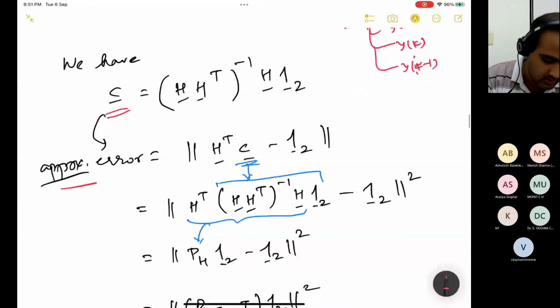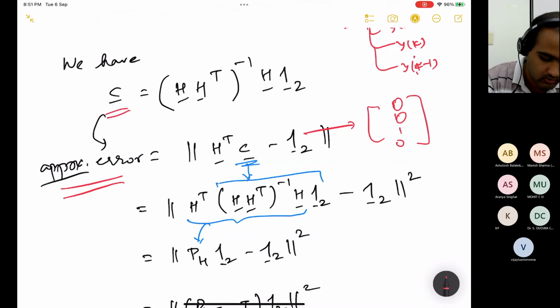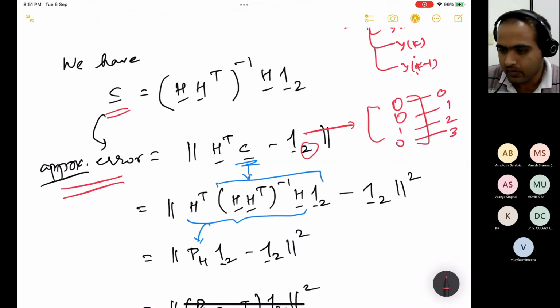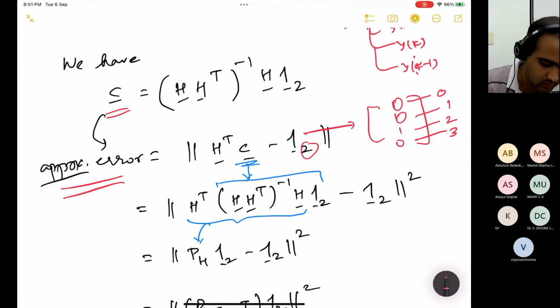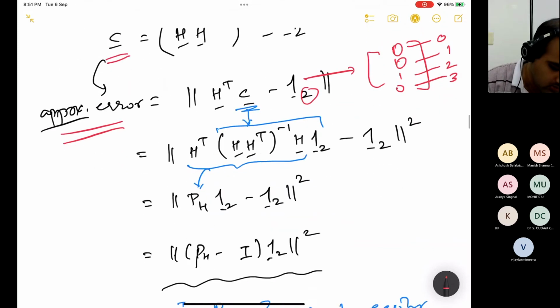And what is my approximation error? My approximation error is S transpose C minus 1, 2. So 1, 2 is, sorry, 0, 0, 1, 0. So why is it called 2? Because this position is 0, this is 1, this is 2, and this is 3. This is purely a subjective notation. The current course instructor has this kind of notation, so I'm also following it. But if you see some other book, possibly there can be other notations. Don't get confused. This is just for notation purposes, right?